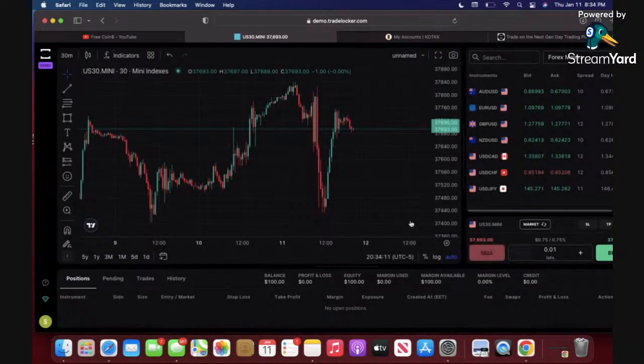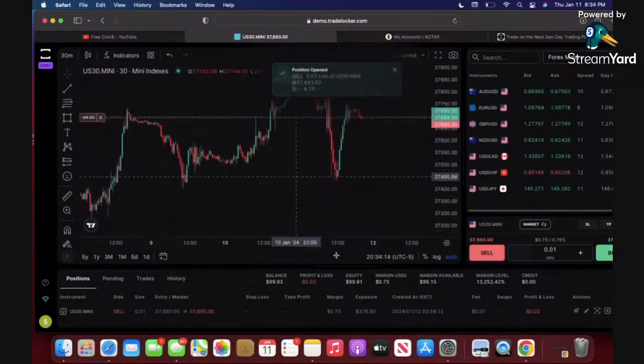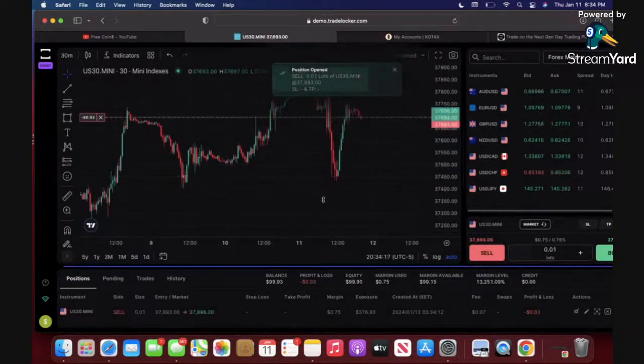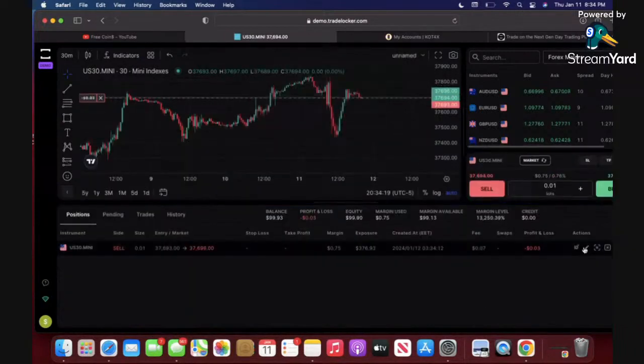Okay, so let me just make a trade. I'm just going to go to sell, it doesn't even matter. So how would I know about my stop loss? If I wanted to edit this, right?